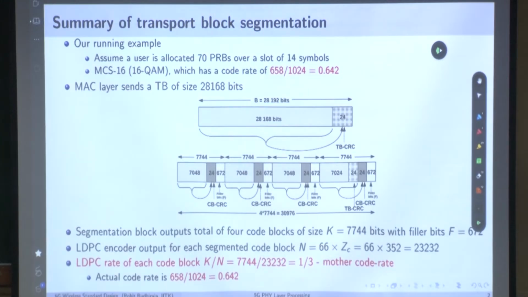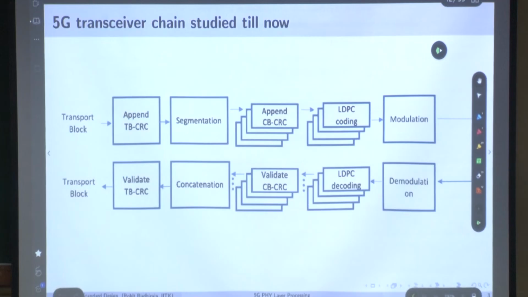So the 5G chain which we have seen till now is basically again the summary. What is happening? Transfer block, append this transfer block CRC, segment it, then append this code block CRC, then LDPC encode. If LDPC encoding is generating the rate which the user has asked, you don't need that module of rate matching. You can straight away modulate it.